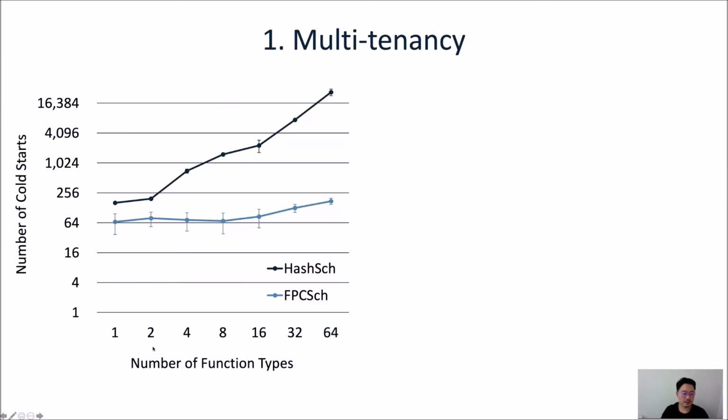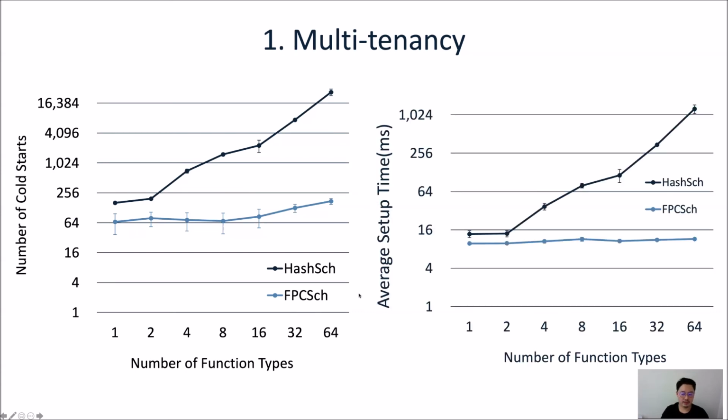And as we increase the number of function types, more hash conflicts happened in the hash-based scheduler. So there were more cold starts. Accordingly, it took more time to execute functions.